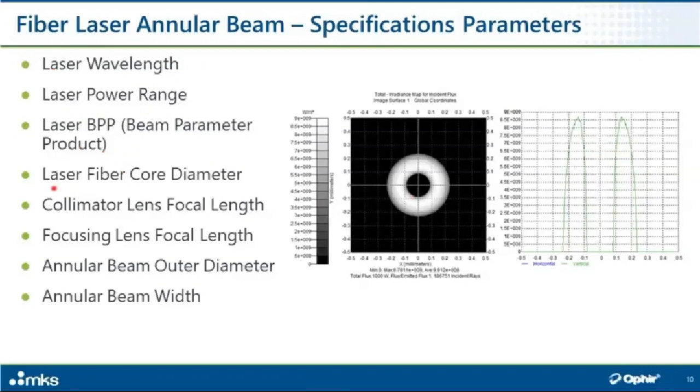Then laser fiber core diameter, collimator lens focal length, focusing lens focal length, what is the annular beam outer diameter required, and what is the annular beam width. So if you specify all these parameters, we can design and manufacture the right optics to give you the right annular beam. And by doing this, you will achieve the optimal cutting conditions.